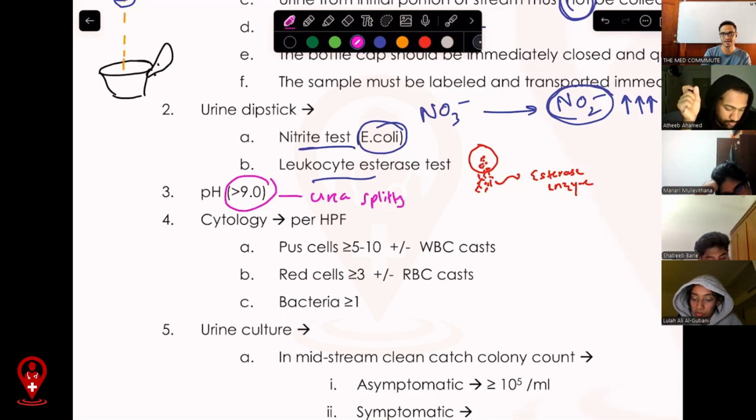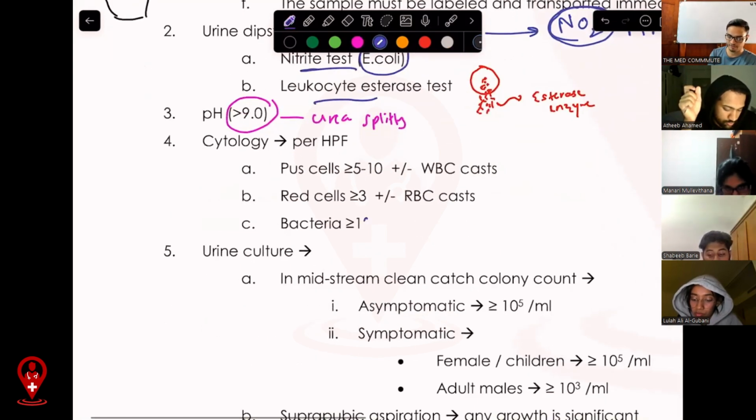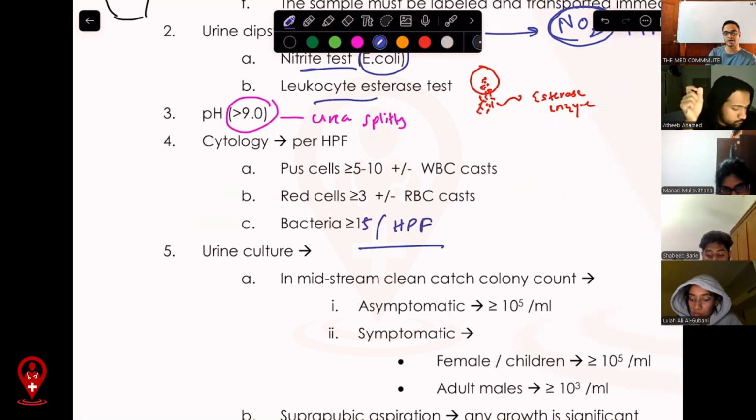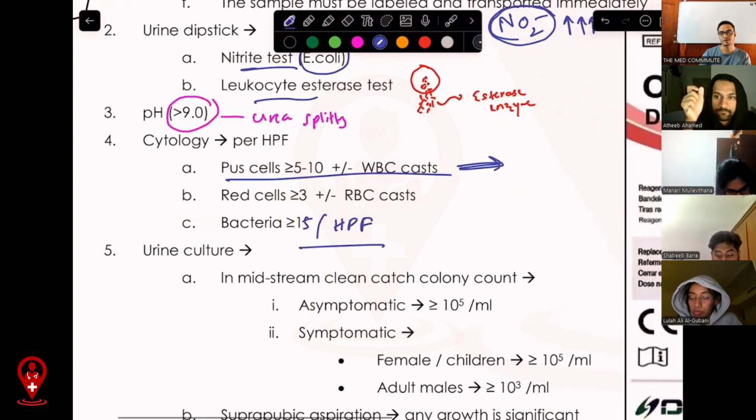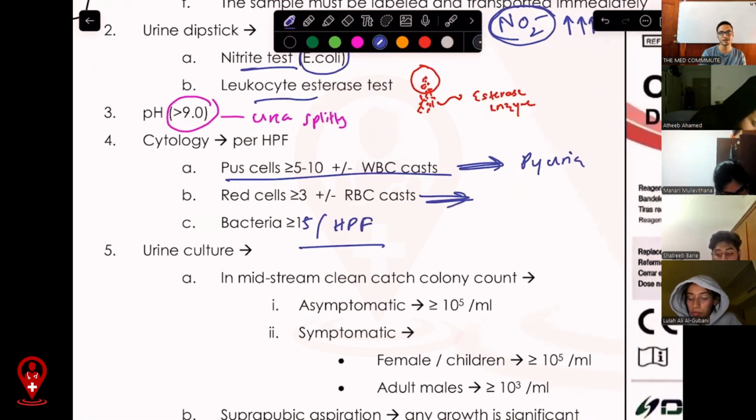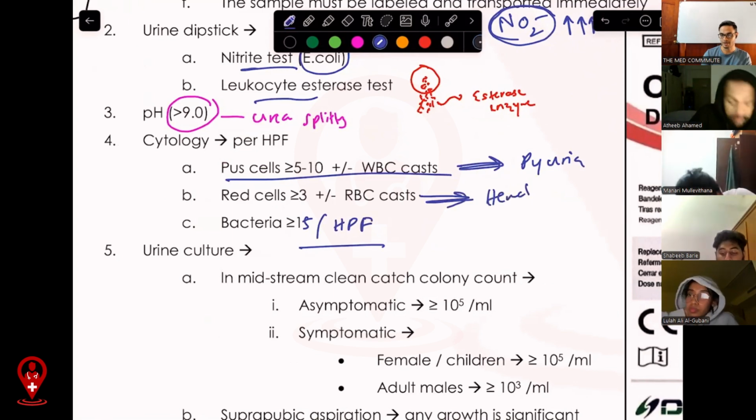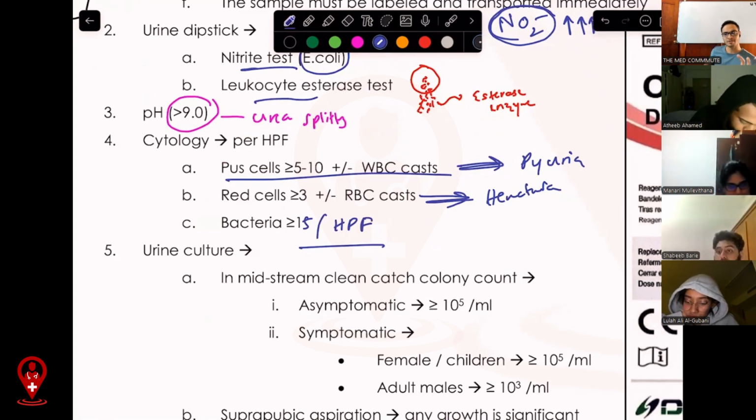And plus or minus WBC casts. Red cells, usually if it is more than 3, some guidelines say 5. And bacteria, guys, usually we say more than 15 per high power field. More than 15 bacteria you see per high power field. Here, guys, when pus cells are there in urine, what do we call it? Pyuria. When RBCs are there in urine, what do we call it? Hematuria.